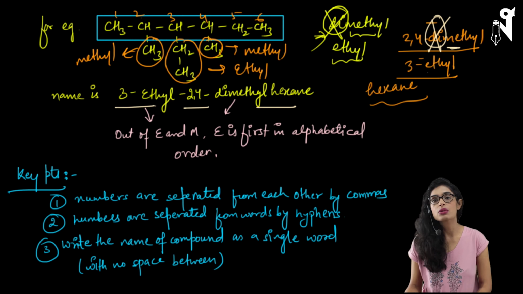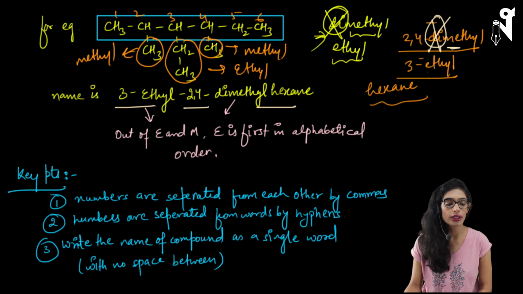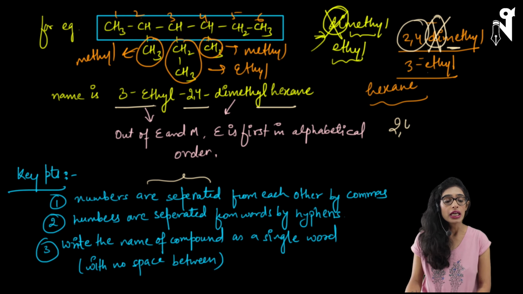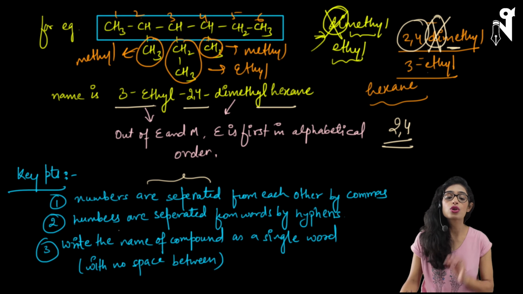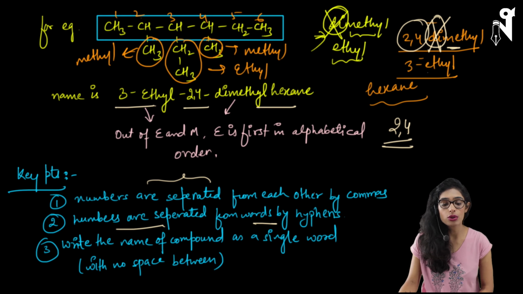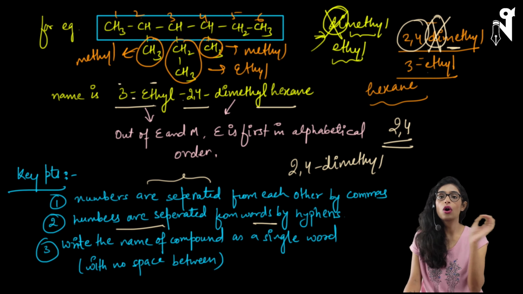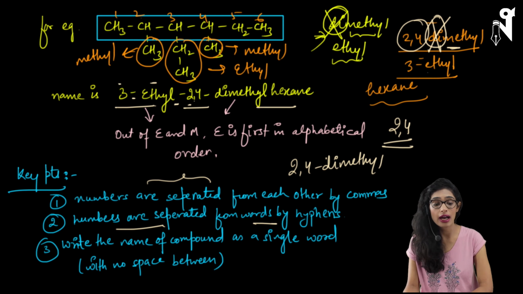And there are some important things which you have to take care of. What are these important things? Numbers should be separated from each other by comma, as I have separated it over here. When I'm writing two numbers together, I'm separating them by comma. If you are writing numbers and words, there should be a hyphen in between. So it should be 2,4-dimethyl. Look at it. There is a hyphen between number and name. There are always hyphens present. So you have to place the hyphens.